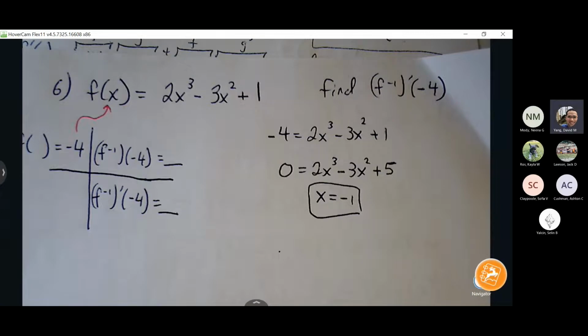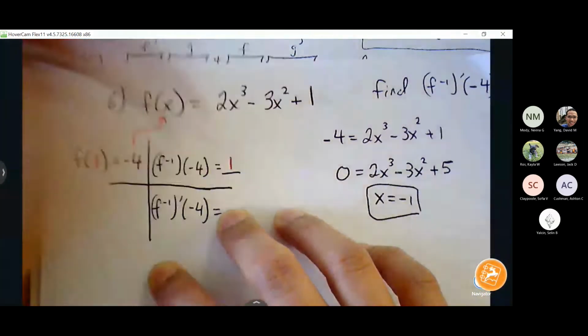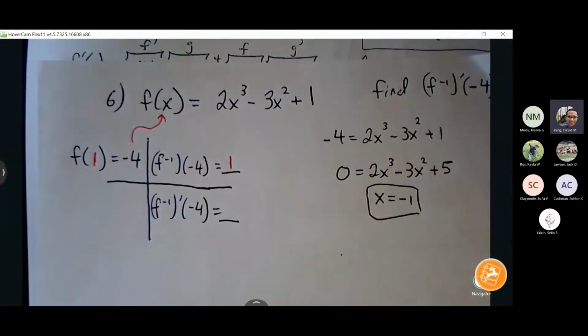Right, so that's the hard part, getting to that. But we see that there's a relationship between the function and its inverse. You're always going to get flip-flopped ordered pairs. If ordered pair (1, -4) is on the function, then there's an ordered pair (-4, 1) on the inverse. -1. Sorry, -1, my bad.